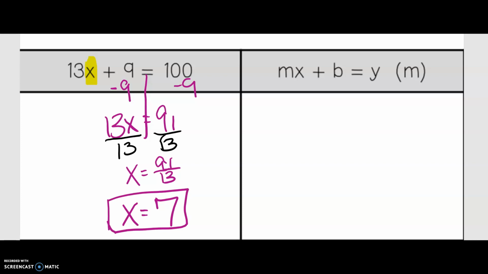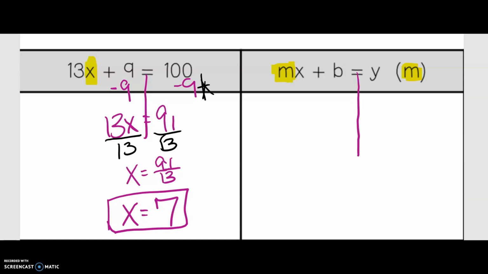Now we're going to follow those exact same steps, but we're going to do it with all letters. So on the right side here, it tells us we're solving for our variable m. So I'm going to mark the variable that I'm solving for so I don't forget and lose track. Then I'm going to get rid of everything else that's over there. So just like on the left side here, the first thing that we did was we subtracted the 9.